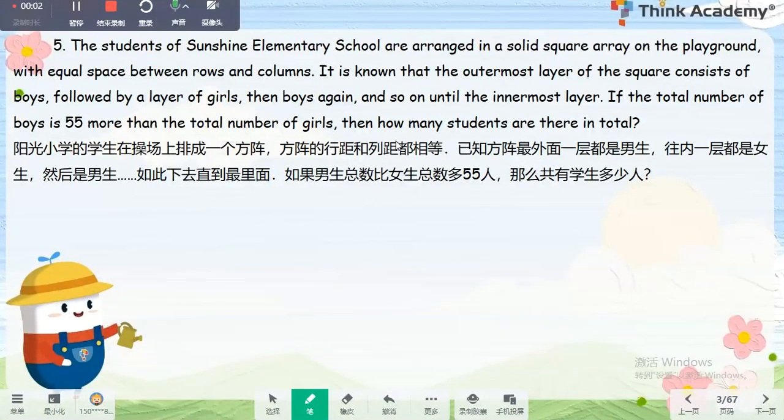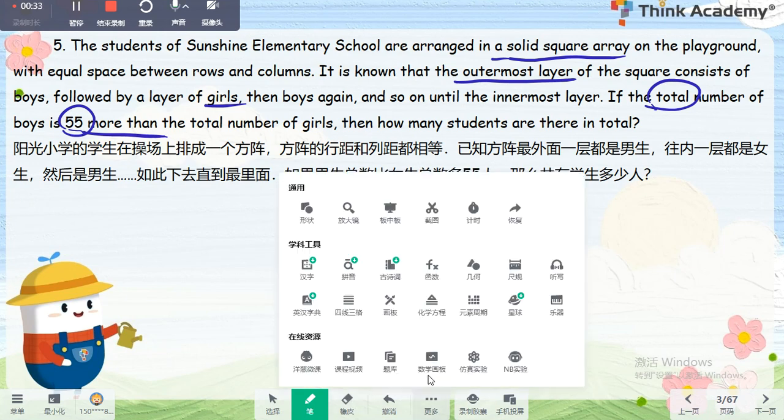The students of Sunshine Elementary School are arranged in a solid square array on the playground, with equal space between rows and columns. It is known that the outermost layer of the square consists of boys, followed by a layer of girls, and then boys again, and so on until the innermost layer. If the total number of boys is 50 more than the total number of girls, then how many students are there in total? Now let's see.